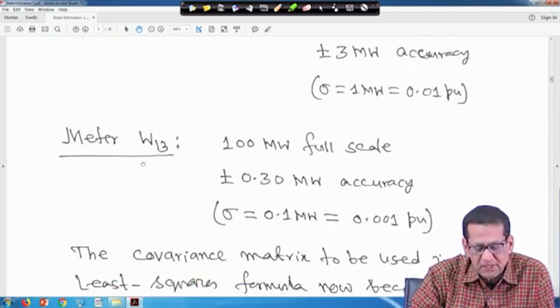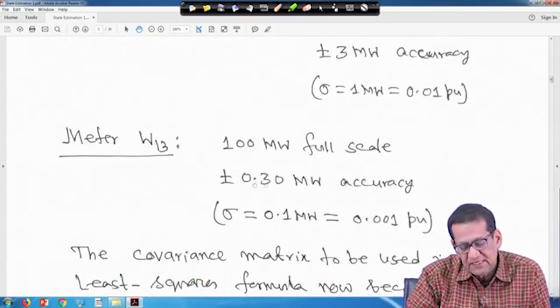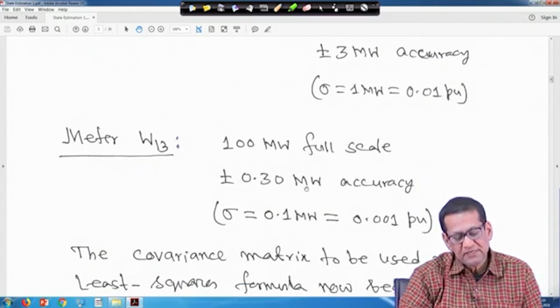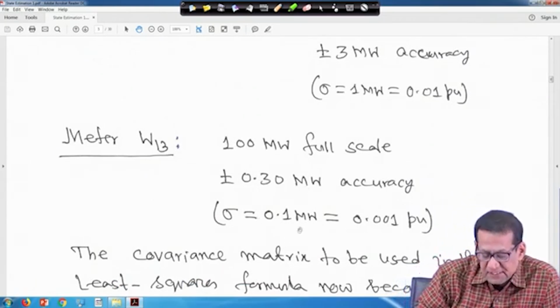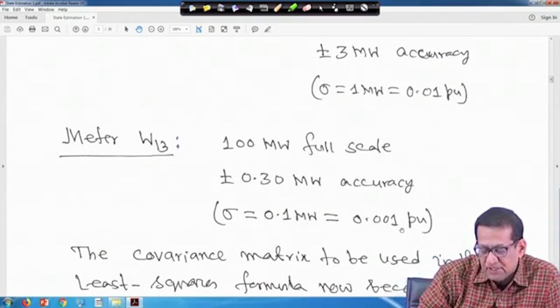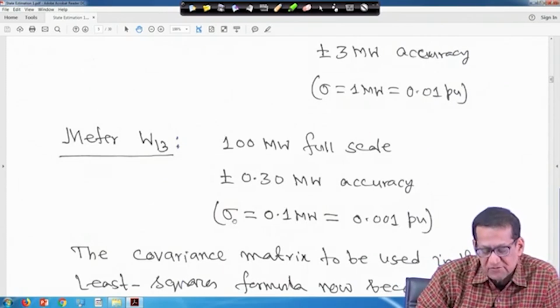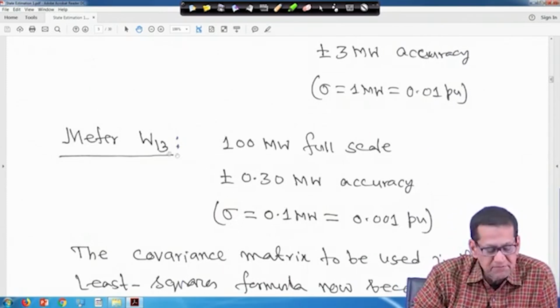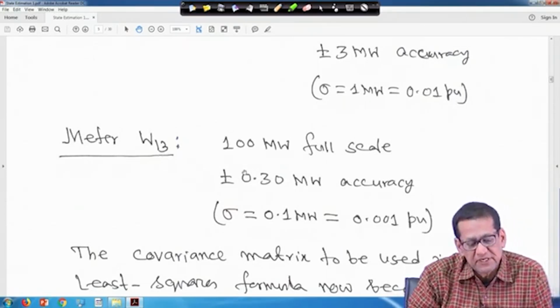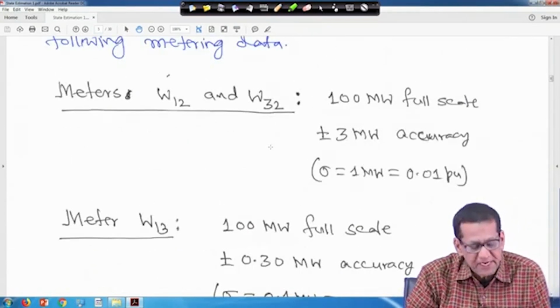Now, meter W13 is 100 megawatt, but its accuracy is plus minus 0.3 megawatt, right. Therefore, sigma is equal to 0.1 megawatt, that means 0.001 per unit. So, sigma here is very small, that means meter 13 is more accurate than meters 1, 2 and 3, 2, right.